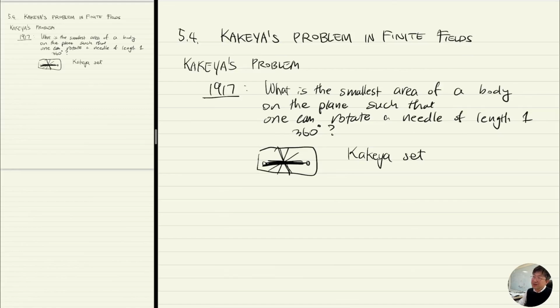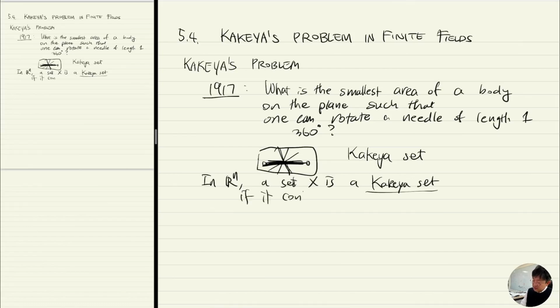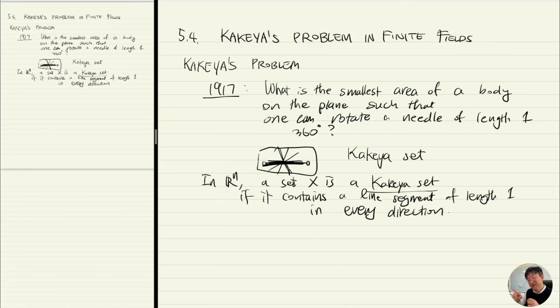Or in other words, let me say more generally. In R^n, a set X is a Kakeya set if it contains line segments of length 1 in every direction. Whenever I pick a vector of some direction, I have a line segment parallel to that which is completely contained in my set. Then it's called a Kakeya set.